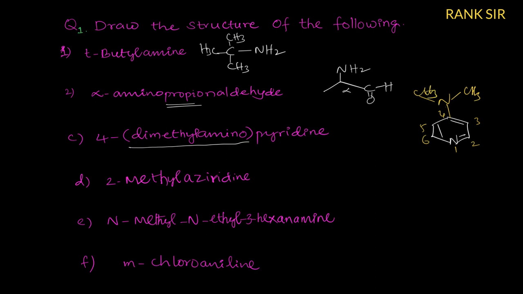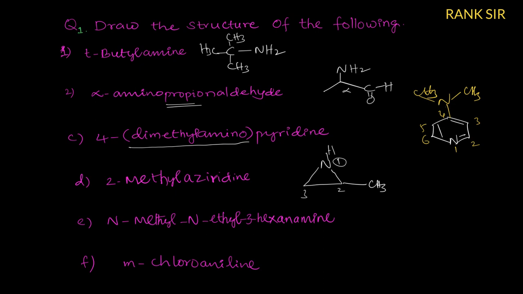Next, what is that? 2-methyl aziridine. First, you should know the aziridine structure, N like this. This is aziridine. This is the first number. This is the second number. This is the third number. Then the 2-methyl group. This is because the nitrogen atom in the ring gets the first number.